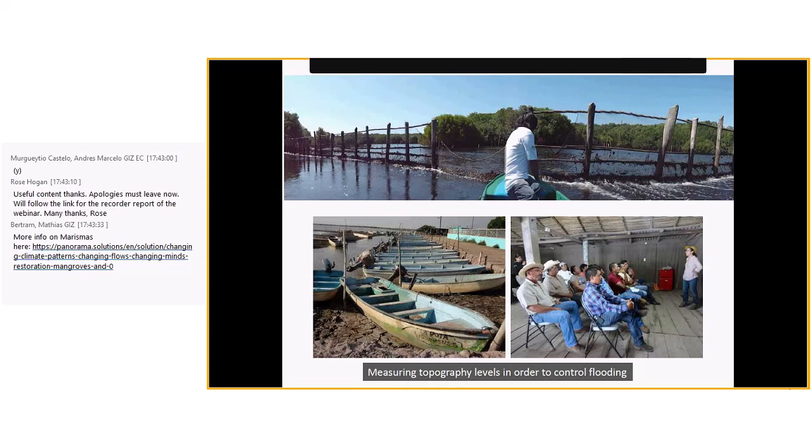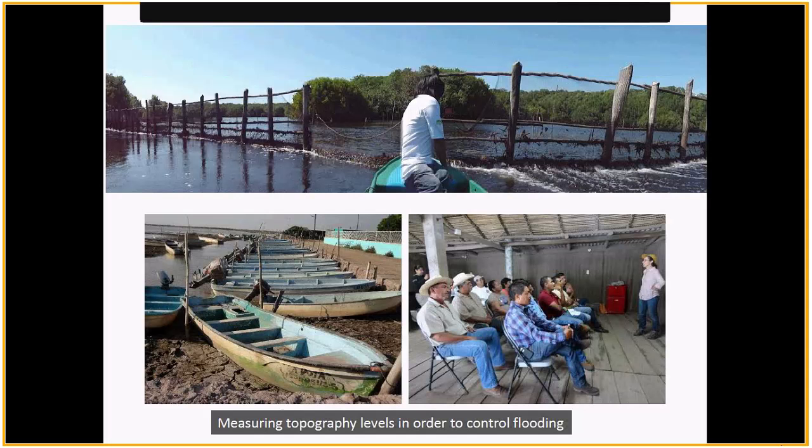Okay, so this is another image of how they can build with wood and sticks, like fences to protect the branches and other wastes from polluting those ecosystems, and activities such as measuring topography levels also in order to control flooding, because it's very important to control how high the water levels are going up or down. Then we could go to the next slide.